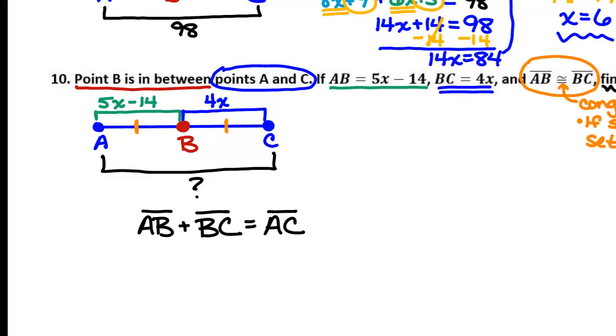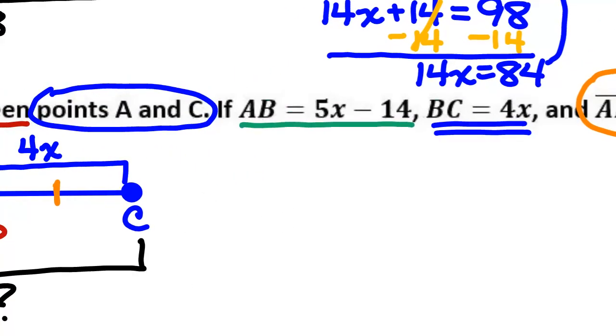Do we know how big AC is? Did they give us a number or an expression that we can substitute in for AC? No. So that means I'm going to have to figure out how big AB and BC are by themselves and then put those two numbers together. This is where the congruent part comes in. What do we do with things that are congruent?